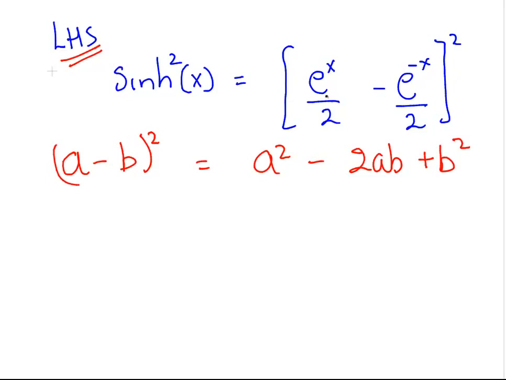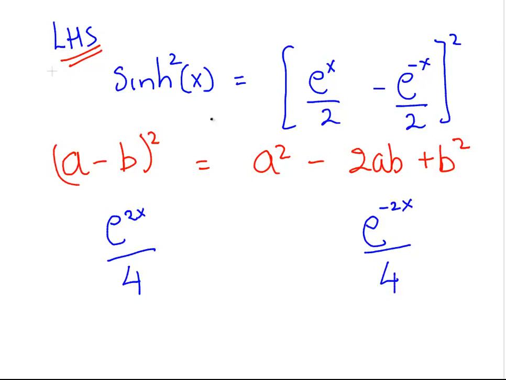So a squared is, this is a, e to the power of x over 2. When we square that, we get e to the power of x, squared, over 2 squared, which is 4. The exponential of e to the power of x squared can be written as e to 2x. That's just simple power laws. Likewise, b squared here is e to the minus x over 2. That can be written as e to the minus 2x over 4 when we square it.